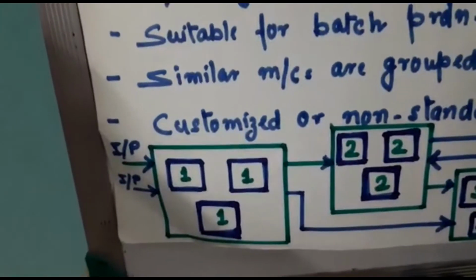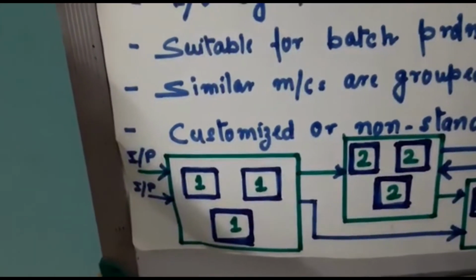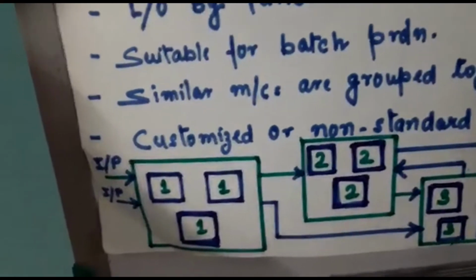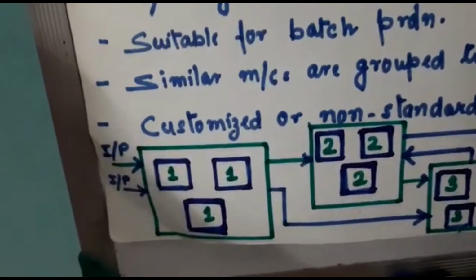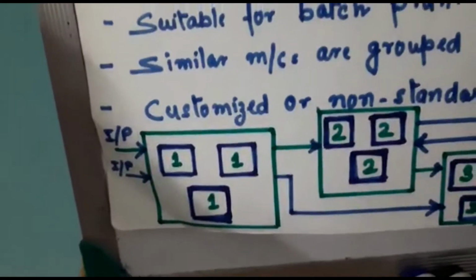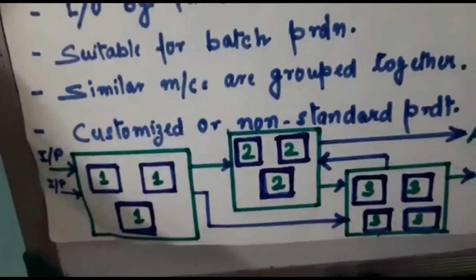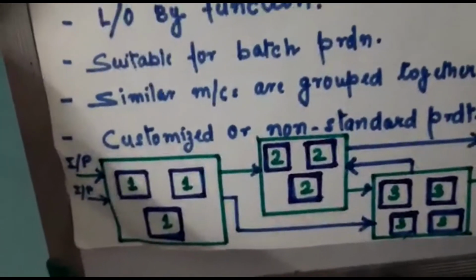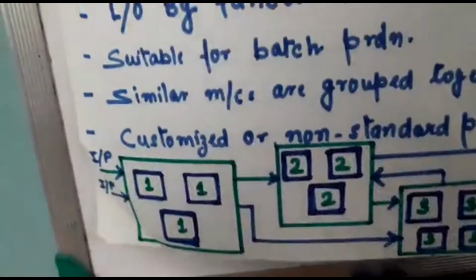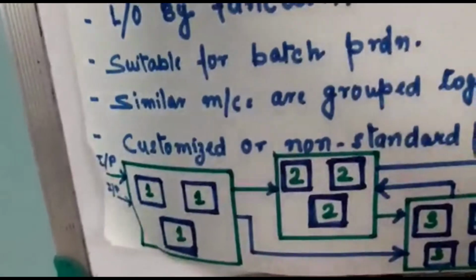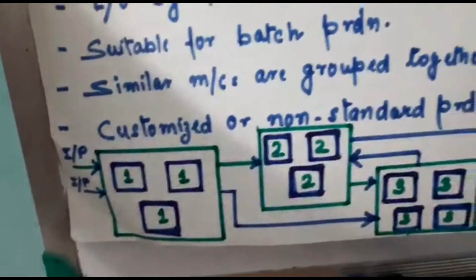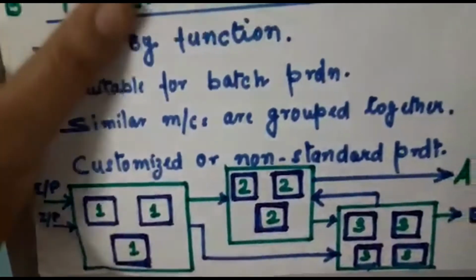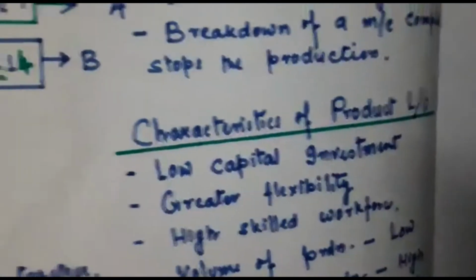So as you can see, the inputs will move from one machine to another machine, but the machines are put in groups. So it will move from one machine type to another machine type. And here we need skilled workers because they have to decide which routing the product should follow in order to get processed. Right? So what are the characteristics of process layout? Let's see.